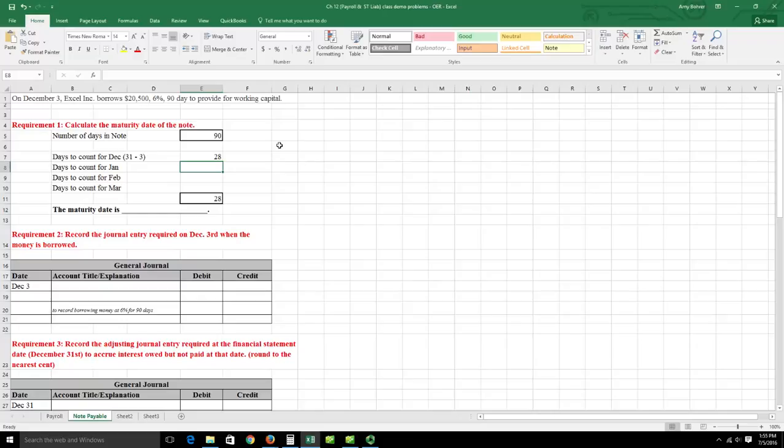Then you just keep going until you get to the number of days in the note. So we've got 31 days in January. And again, we always assume 28 days in February. It's not a leap year unless the problem tells you it's a leap year. And I'm at 87. I need 90, so I need 3 more days to get me up to 90. So the maturity date of this note is going to be March 3rd.